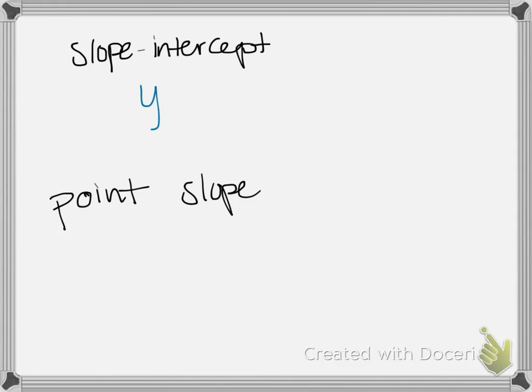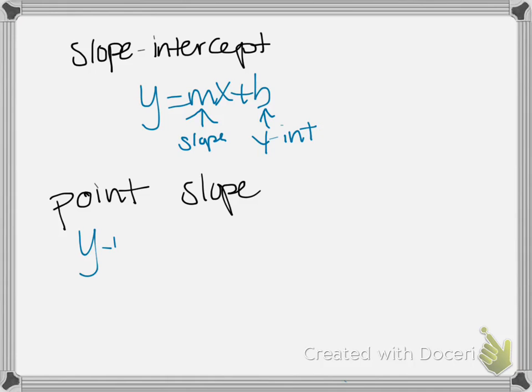Okay, slope-intercept is y equals mx plus b, with m being my slope, b being my y-intercept. Point slope, I'm going to do y minus y1 equals m times x minus x1, with my point that I'm plugging in as x1, y1.